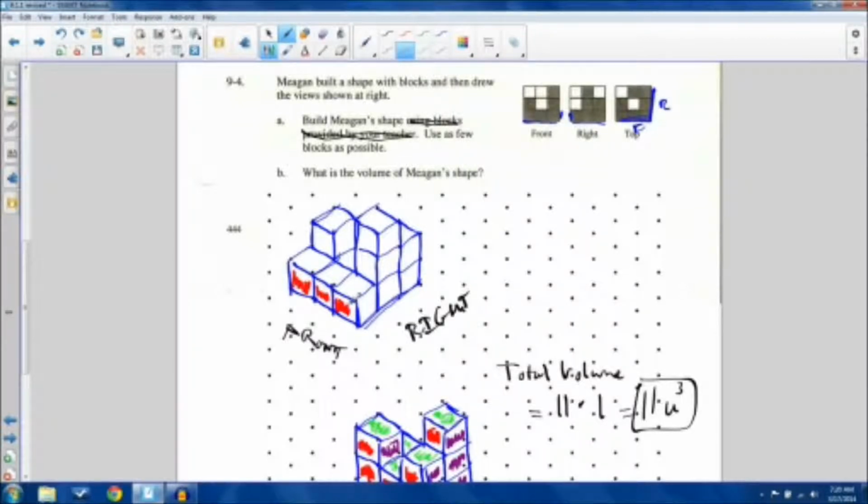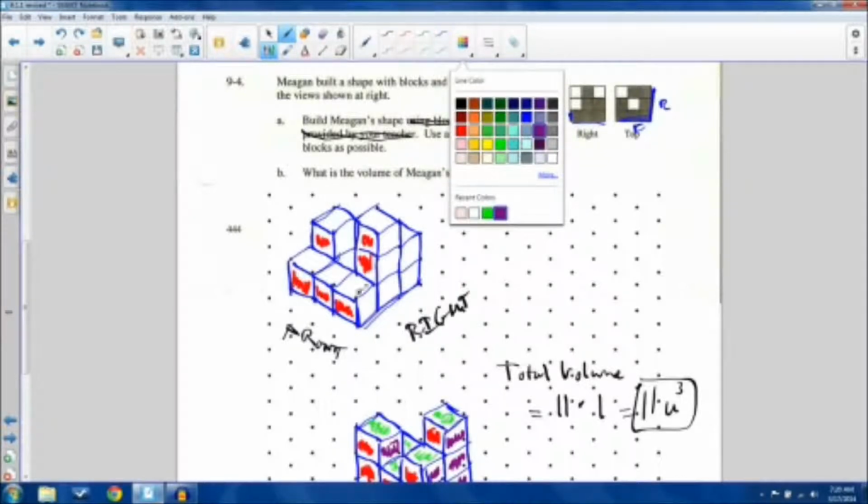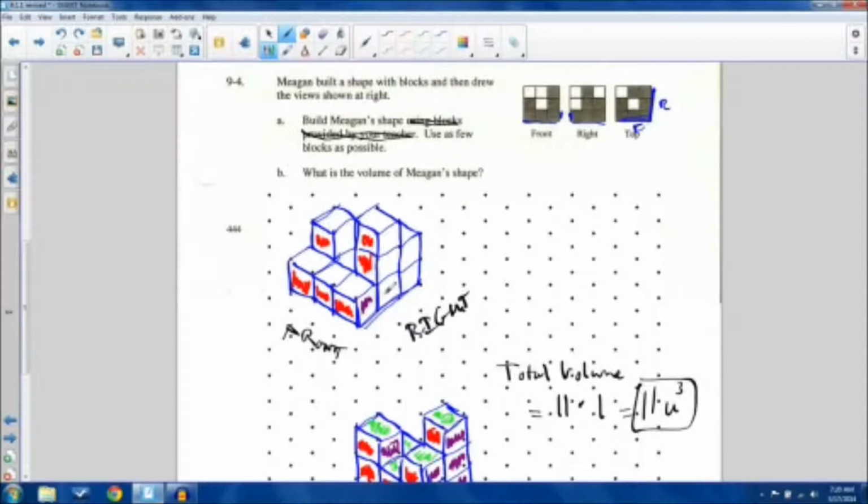Anyway, I'm going to start doing my facings. See if you can make sense of the drawing, because it might be kind of weird. And by the way, not everything's going to be filled in. You'll see why. There's going to be one part left out, actually. Front I'll do in red. Right I'll do in purple. Top I'll do green.